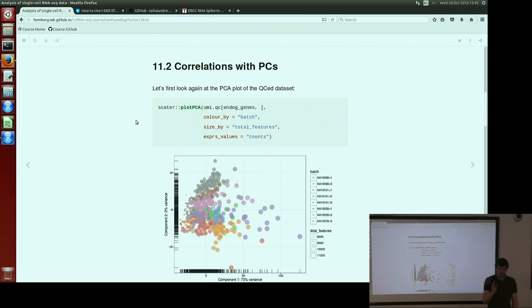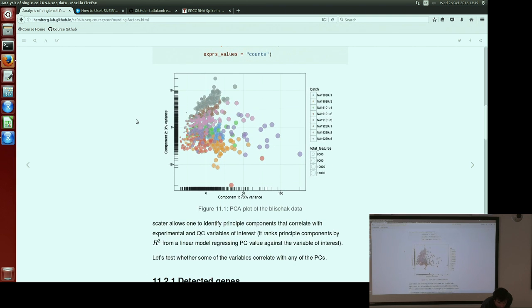So as we've done before, do a PCA using the count data, coloring the picture by batch and showing the size of the features. We can see, probably already apparent from this plot, that there's a tendency for cells with a large number of detected features to be towards the right of this plot, and cells with a smaller number of detected features to be towards the left.